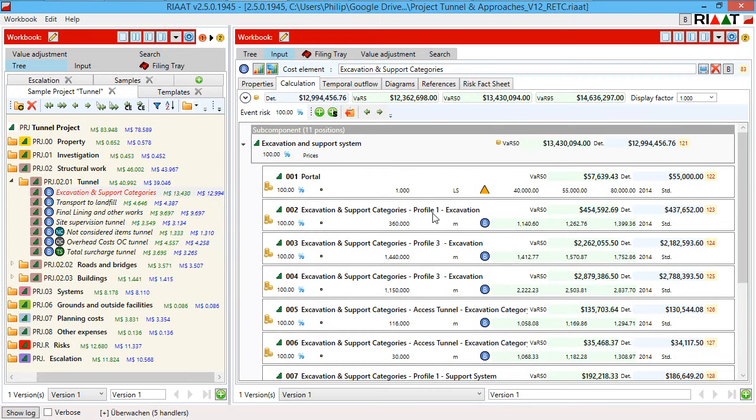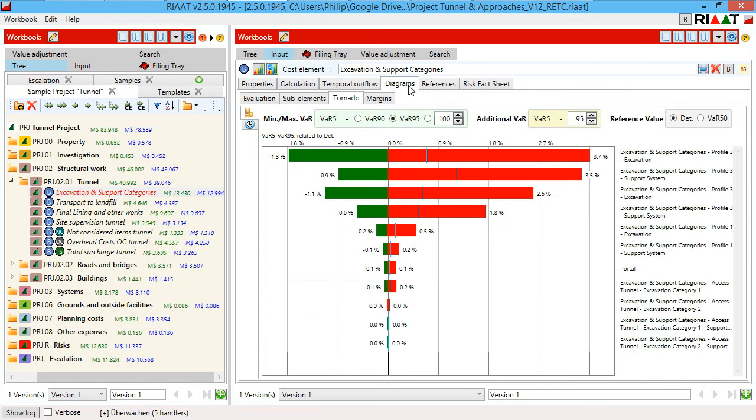Each item has two factors. The first is quantity and the second is price, and those factors can also be uncertain using distributions. I'd like to show you also some of the diagrams. Here we have a tornado diagram depicting the sensitivity of our elements to answer the question which element has the biggest influence on our total cost.